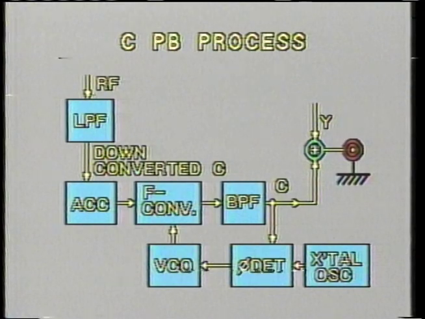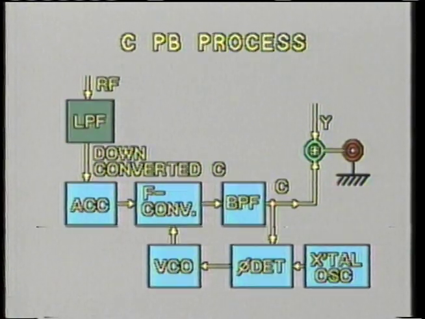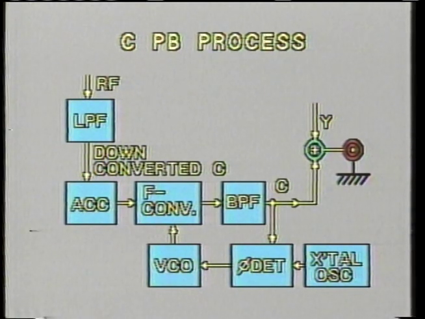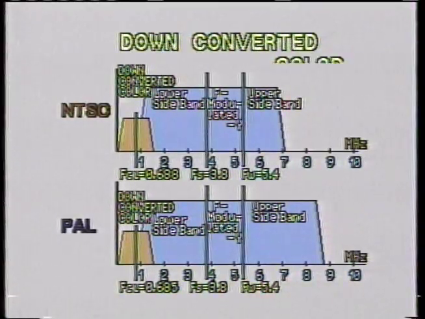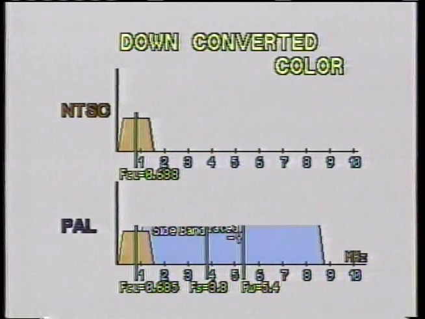The chroma playback system circuit. Output from the mixer is fed to the low-pass filter. At this point, the fixed chroma component is removed.